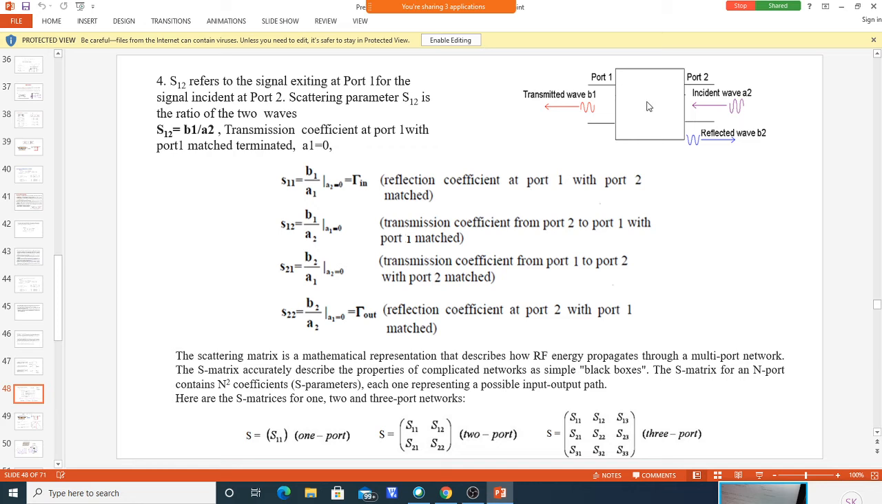Whatever it is, an unknown device may be given to you. How do you come to know what kind of network it is? You can measure the S parameters using a network analyzer. Connect a network analyzer, measure the S parameters. Now from looking at the S parameters, you can say what that network is. So like that you can confirm the properties of a network, and also study whether it is working well or not.